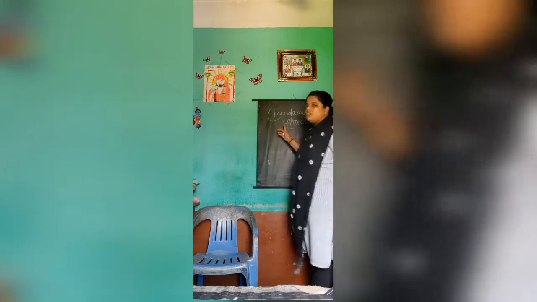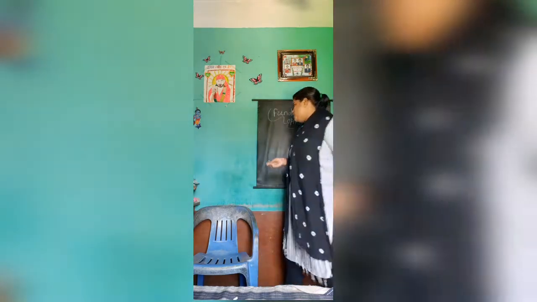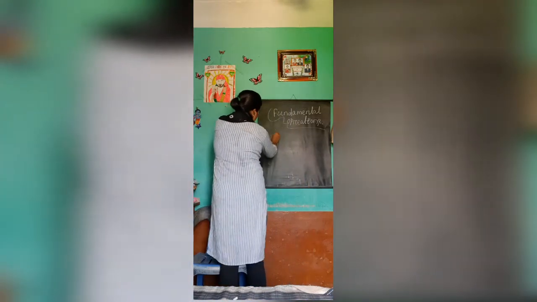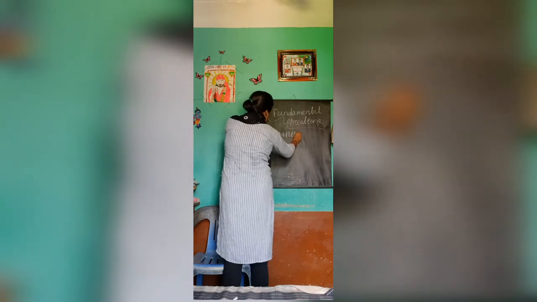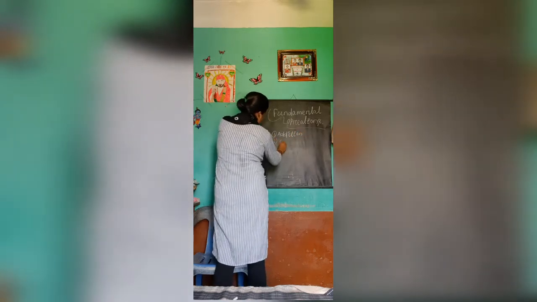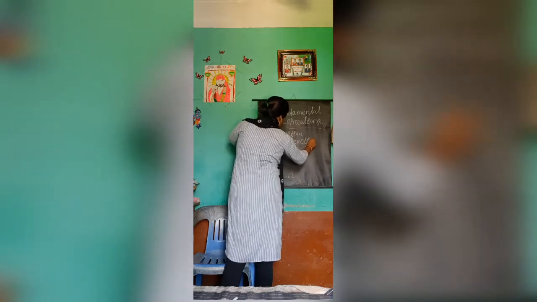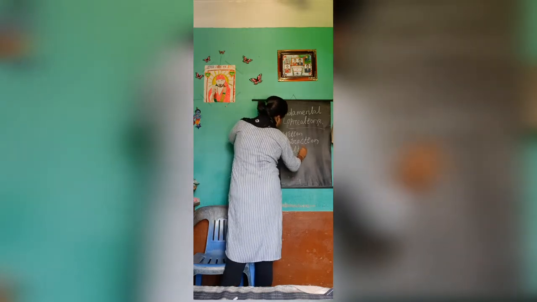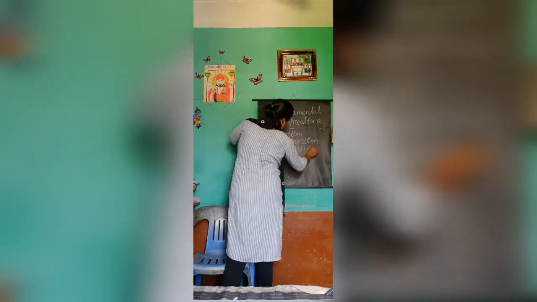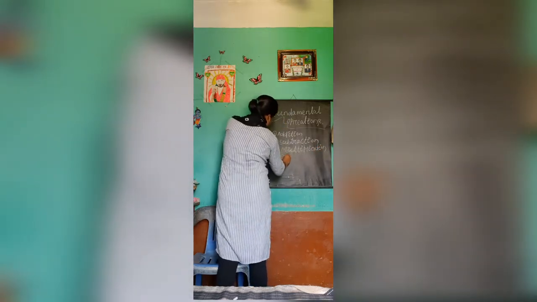And today we learn fundamental operations. Fundamental operations are four types. First one is addition. Number two is subtraction. Number three is multiplication. Number four is division.